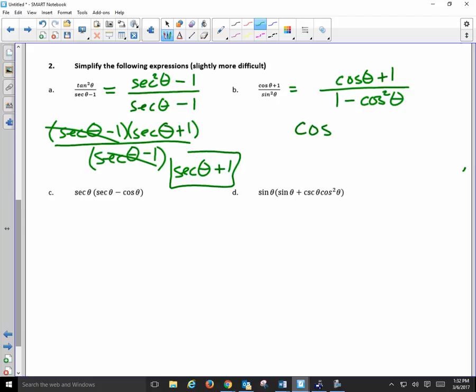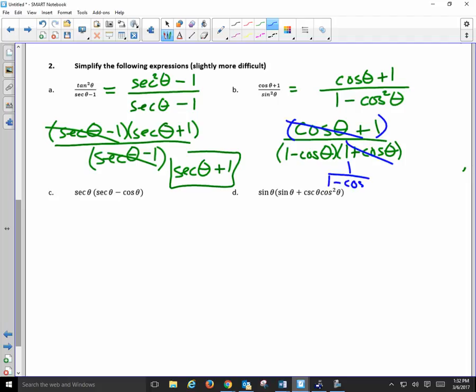So we get cosine of theta plus 1 divided by, this will factor to 1 minus cosine of theta times 1 plus cosine of theta. Is cosine of theta plus 1 the same as 1 plus cosine of theta? They are. Addition is commutative, so you can switch it around. And it's fine. I get 1 over 1 minus cosine of theta.